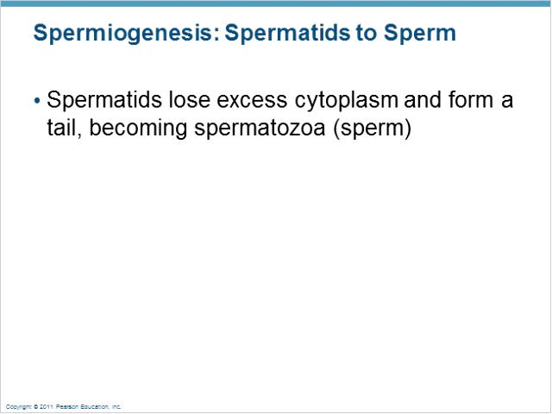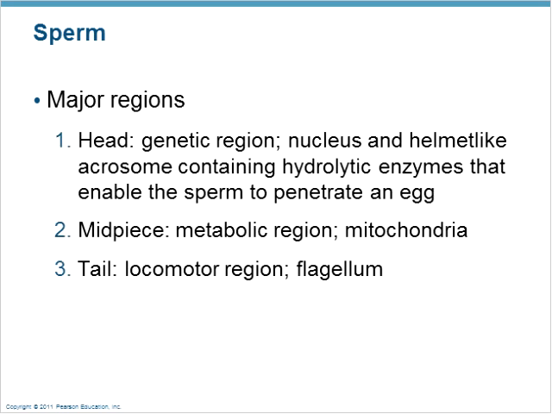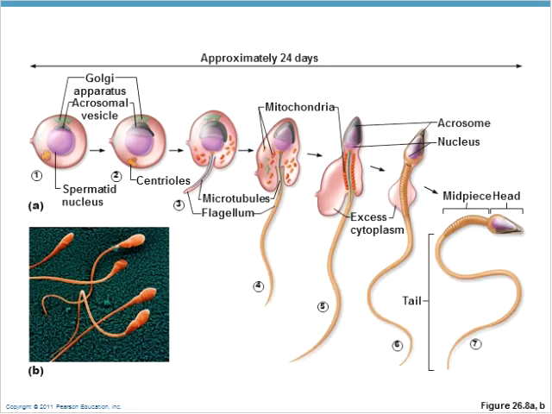Spermiogenesis, spermatids to sperm. The spermatids lose that excess cytoplasm and form a tail, becoming the spermatozoa we just saw. The major regions of the sperm are the head, which is the genetic region. It has a nucleus and a helmet-like acrosome, which contains the hydrolytic enzymes that enable the sperm to penetrate an egg. There's the mid-piece, which is the metabolic region and contains the mitochondria, and the tail, which is really just the flagellum, the locomotion area. This takes you to the process of the growth of the sperm as they mature.